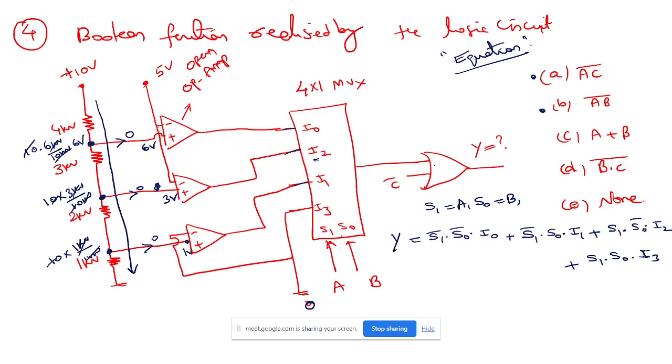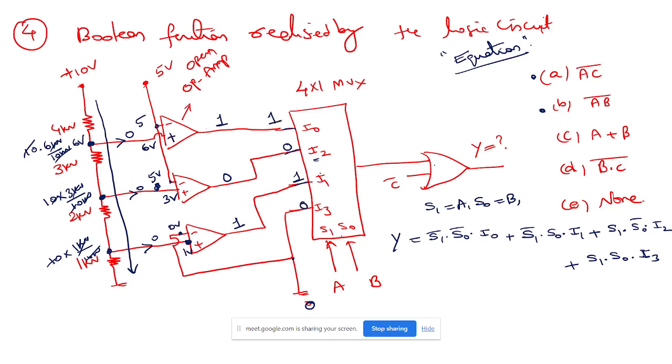Now what is the other side? Here it is 5 volts. Here it is connected to 0, so 0 volts. Now, the non-inverting input has higher voltage compared to the inverting, so the output will be 1. Where the non-inverting input has lesser voltage compared to the inverting input, the output is 0. Here the non-inverting input has higher voltage compared to the inverting, so 1. This I3 is already 0. So I1 is 1, I2 is 0, I0 is 1.